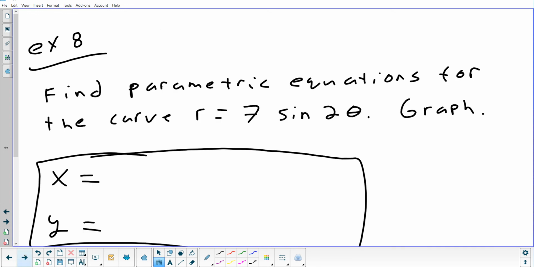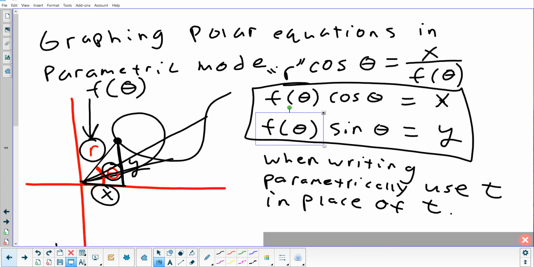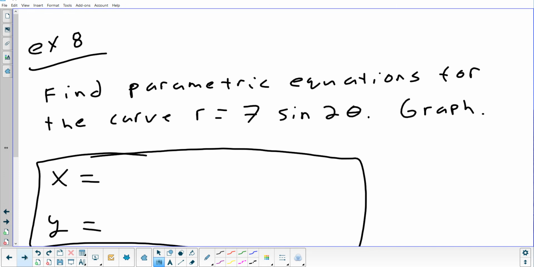So let's try this one. Here's our problem. This is the formula to calculate the radius. So that's what you start with. Just make sure you change the theta to a t. So what's the formula to calculate my radius when I write it in my final answer? Just the radius. It would be 7 sine 2 theta. Well, what do we change theta to? T. So this is the radius.